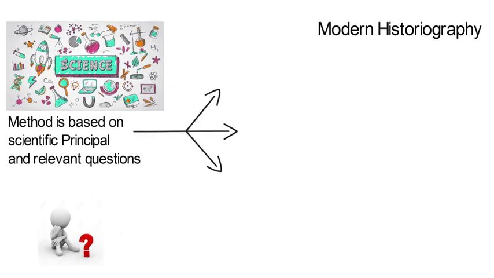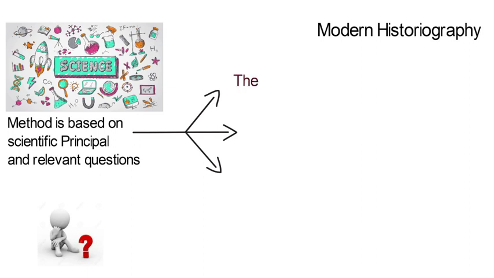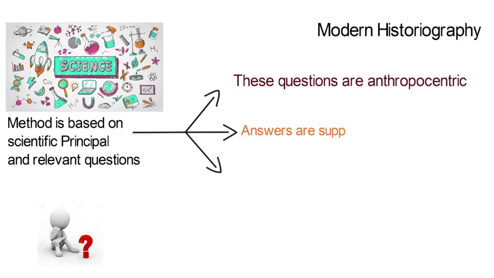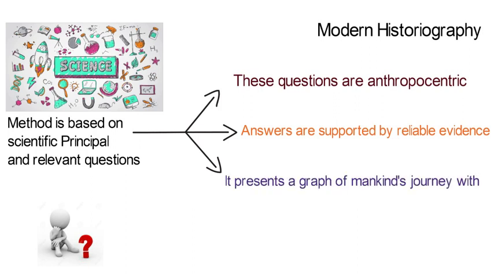The very first criteria for modern historiography is that the questions are supposed to be anthropocentric. Now, the word anthropocentric means that the questions should be about the deeds of the members of the ancient human society of the particular period. And the answer to the questions of this anthropocentric question should be supported by reliable evidence.